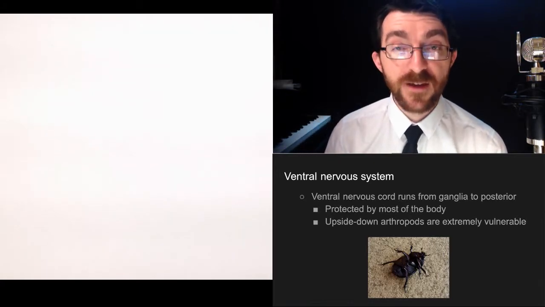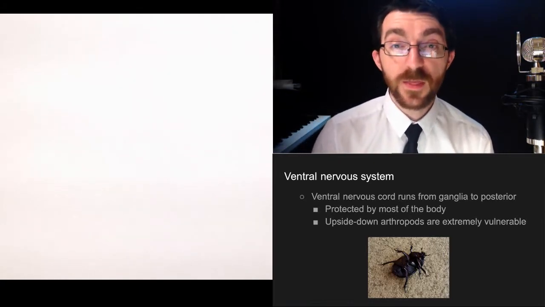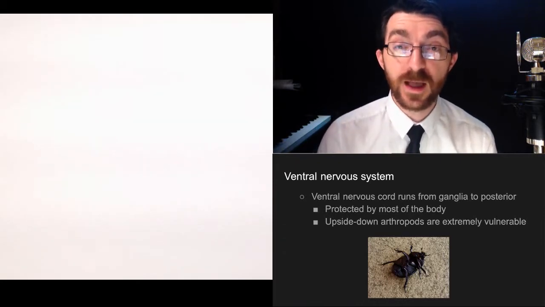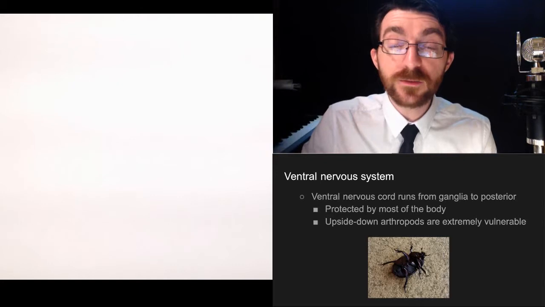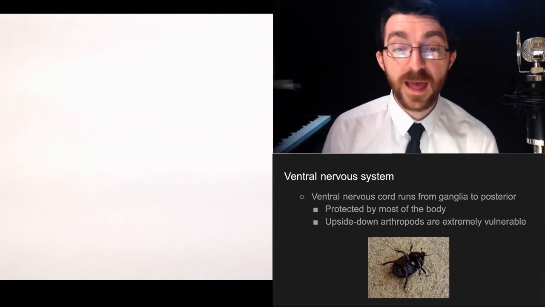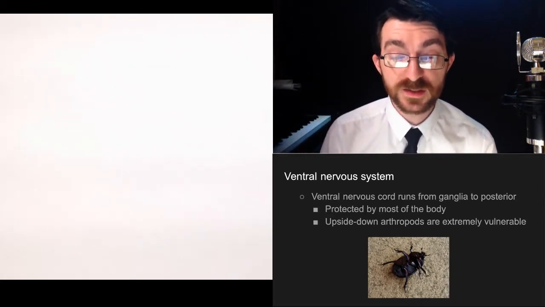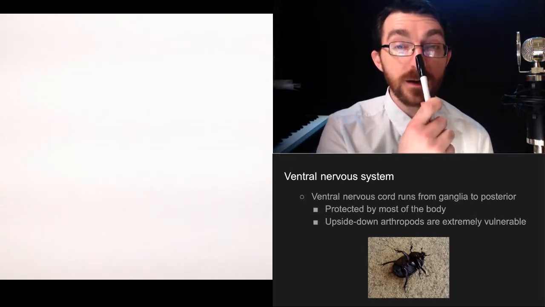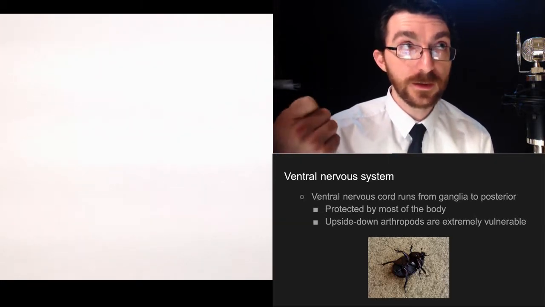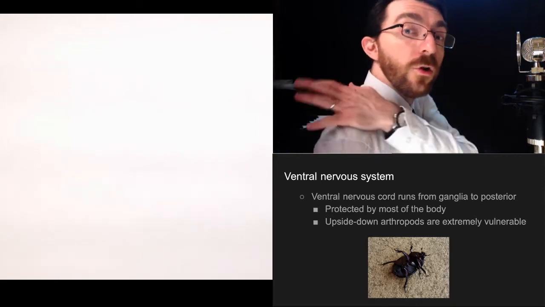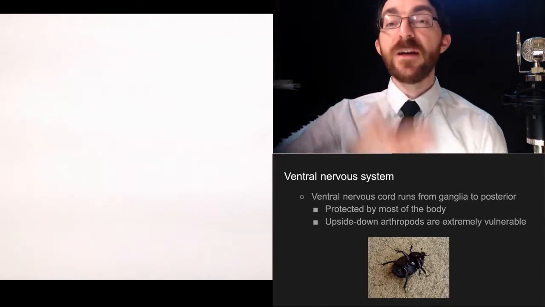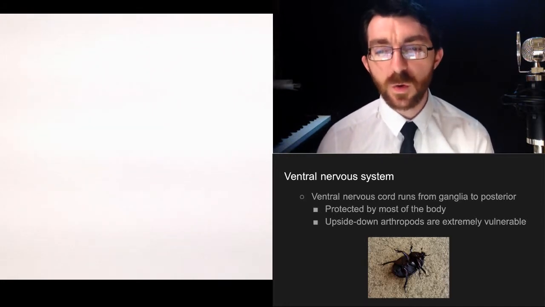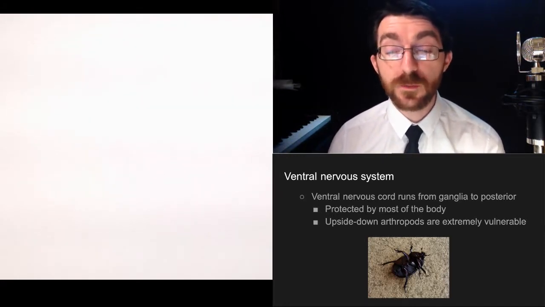They have what is called a ventral nervous system. That is not what we have. We have a central nervous system, which means we have one big brain connected to the rest of our body through a spinal cord. They have a ventral nervous system, and that refers to not the anterior, not the posterior, not the dorsal, but the ventral side of an organism. And the ventral nerve cord runs from ganglia to posterior.